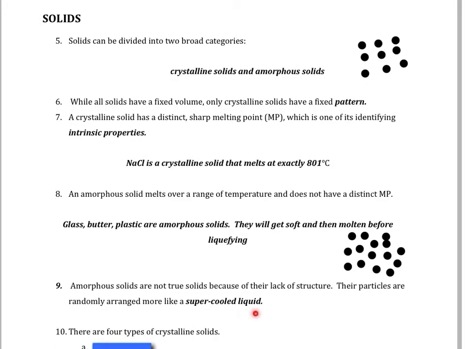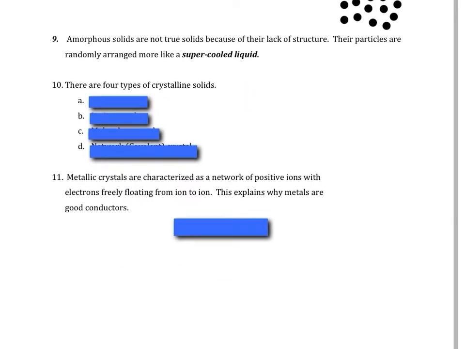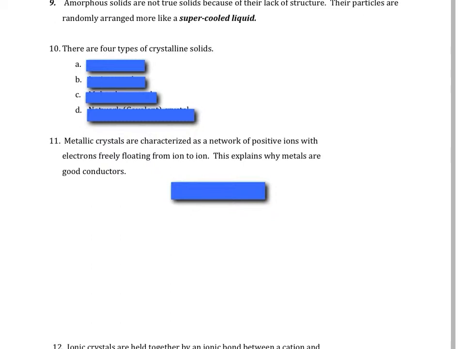So let's advance the page to number 10 and 11, and let's look at these four types of crystalline solids. First, you have metallic crystals. Then you have ionic crystals. Then you have molecular crystals. And last, we have what's called covalent network crystals. We'll consider each of these in turn. First, let's take a look at metallic crystals.